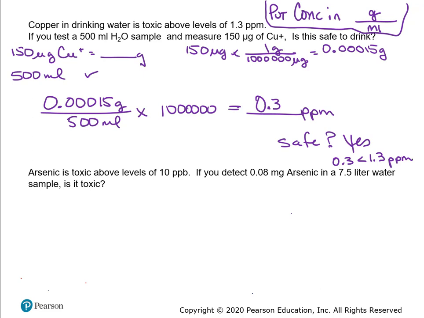So here's one. Arsenic is toxic above levels of 10 parts per billion. If you detect 0.08 milligrams of arsenic in a 7.5 liter water sample, is it toxic? So again, I got to put 0.08 milligrams. I'm going to have to convert that to grams. And the 7.5 liters, I'm going to have to convert to milliliters. I've got to have grams per milliliters.